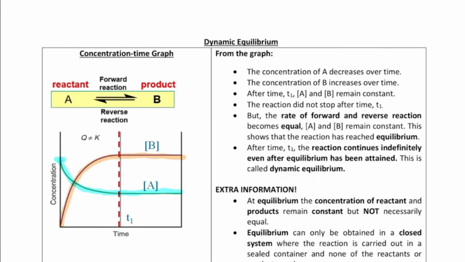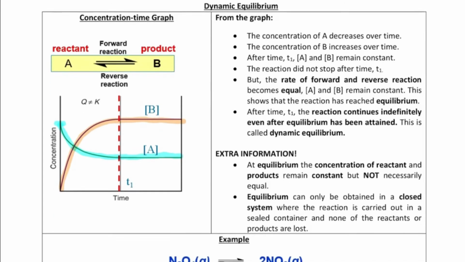Okay, so equilibrium tu adalah apabila dah tak ada perubahan concentration A and B, dah tak nampak perubahan dah. And dynamic equilibrium tu apabila reaction tu masih proceed walaupun kita tak nampak perubahan, tapi actually reaction tu masih berjalan, and that's what we call dynamic equilibrium. Okay, and then extra information, at equilibrium the concentration of reactant and product remain constant but not necessarily equal.